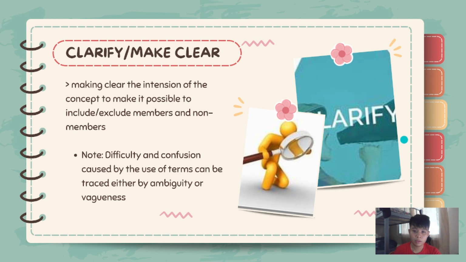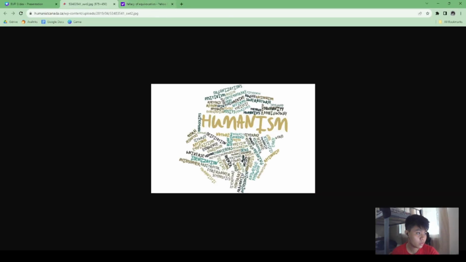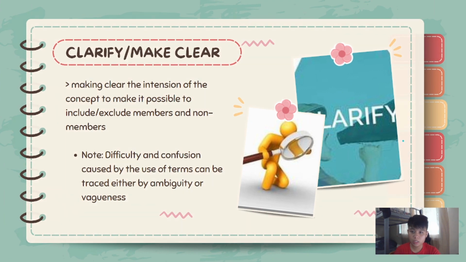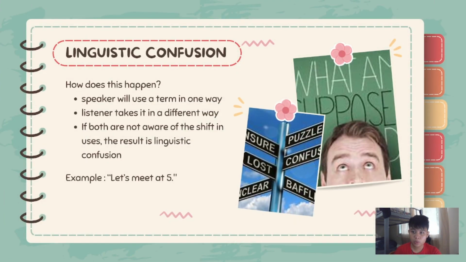And if you fail to clarify or make clear the terms that we are using, then we will face linguistic confusion. Linguistic confusion is when the speaker uses a term in one way, the listener takes it in a different way, and if both are not aware of the shift in uses, the result is linguistic confusion.